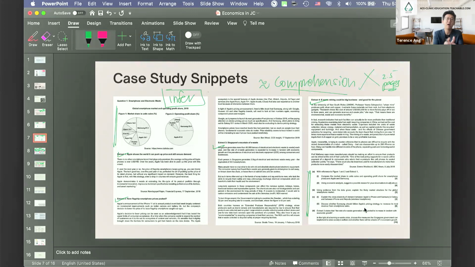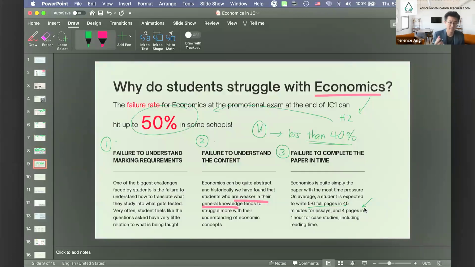So look at this. You have 1 hour 7.5 minutes to read and answer 30 marks worth of questions. So it's very challenging. If you're not quick, then it could be a challenge. So most students fail for one of these three reasons or some combination of these three reasons.